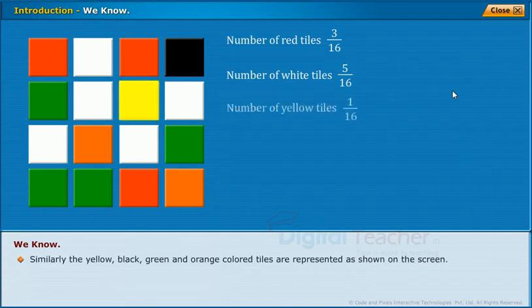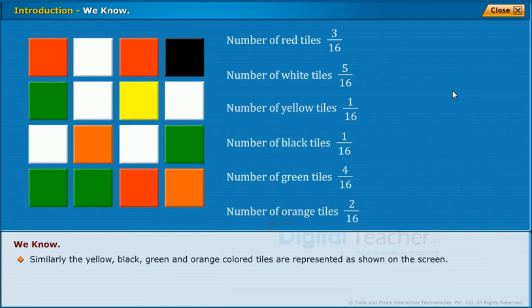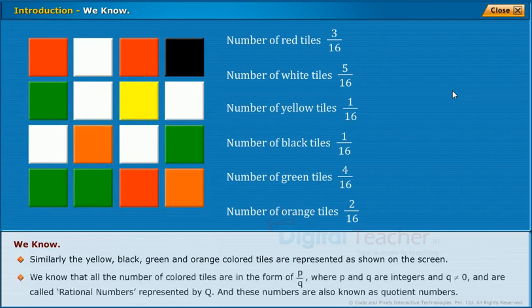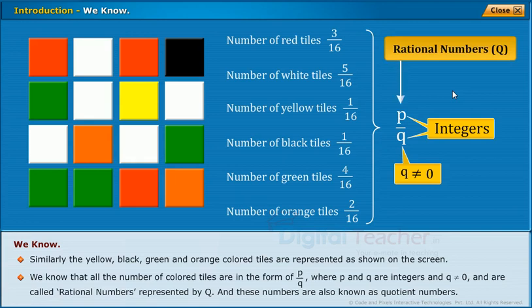Similarly, the yellow, black, green and orange colored tiles are represented as shown on the screen. We know that all the number of colored tiles are in the form of p by q, where p and q are integers and q not equal to 0, and are called rational numbers represented by Q. And these numbers are also known as quotient numbers.